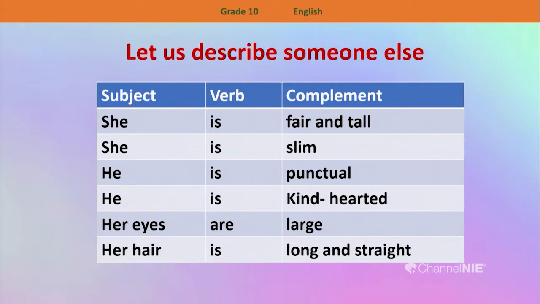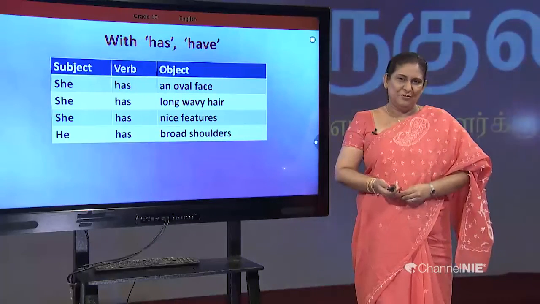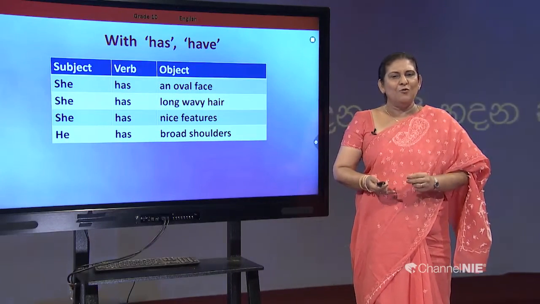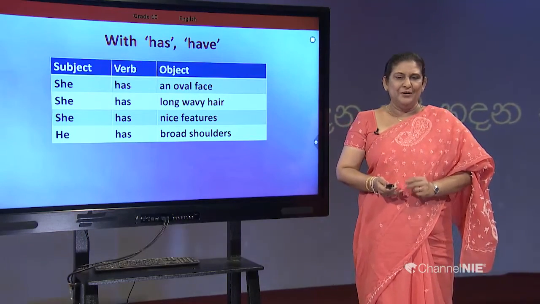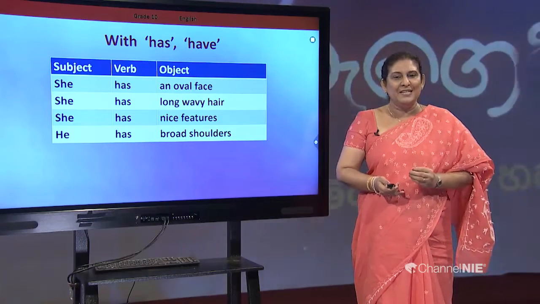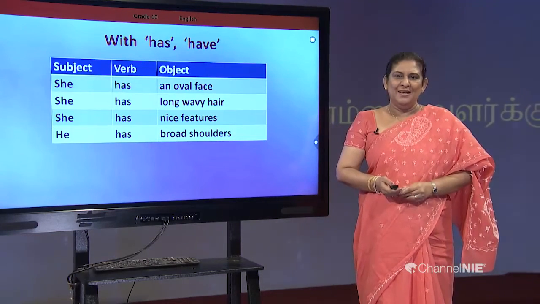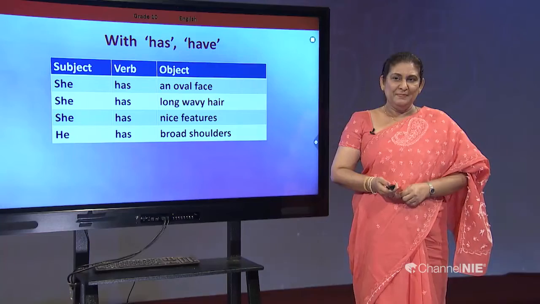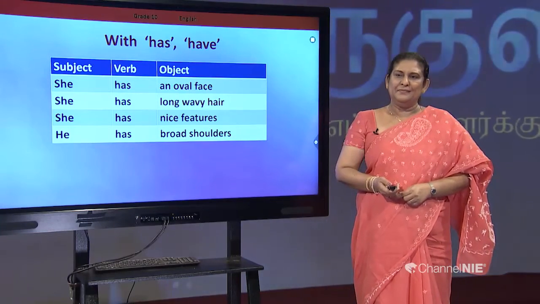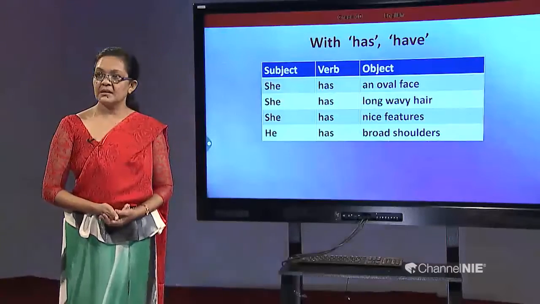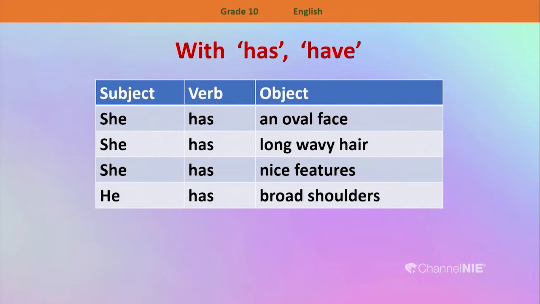So let us see, there are some more forms, children. Now this time, how to use has and have. You know that we use has for singular and have for plural form. Let us look at the examples here, children. She has an oval face. She has long wavy hair. She has nice features. She has broad shoulders.